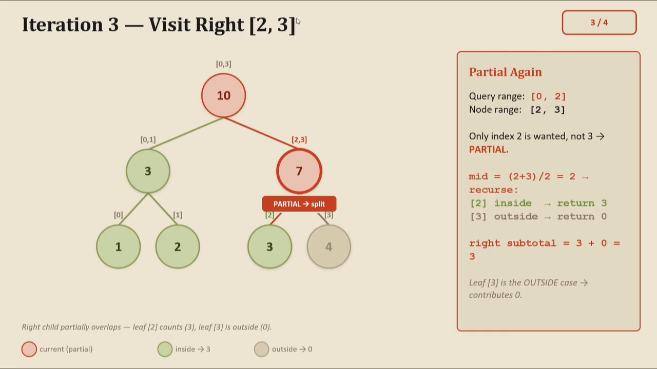We split again. Mid is equal to (2 plus 3) divided by 2, which is 2. We recurse into left child index 2 to 2 and right child index 3 to 3. For leaf node index 2 to 2, the range 2 to 2 is fully inside 0 through 2. So we return its value, which is 3. For leaf node range 3 to 3, the range is completely outside index range 0 to 2. Index 3 is beyond our query boundary, so we return 0. Right child subtotal 3 plus 0 is equal to 3.